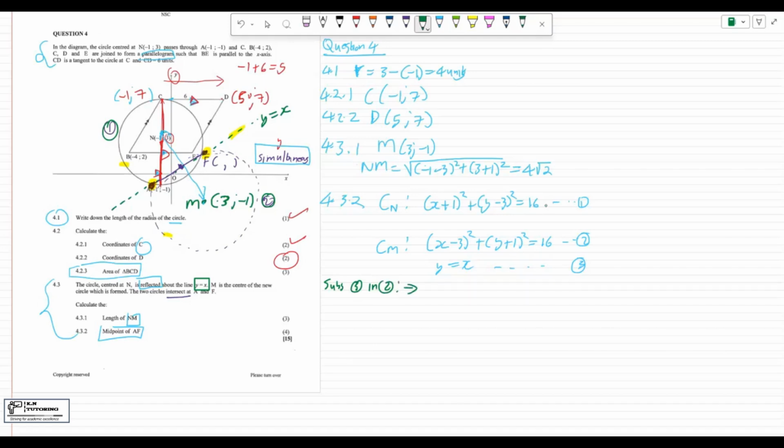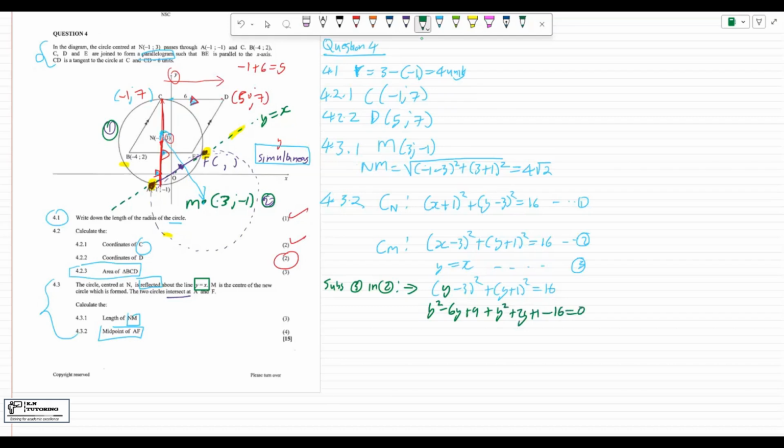You can substitute in 1, it's up to you, but it means where I see x, I can substitute y. So x minus 3 squared plus y plus 1 squared equals 16. Where I see y, I can substitute x. So I can say this is also y, and then I can simplify this. It's going to give me y squared minus 6y plus 9 plus y squared plus 2y plus 1 minus 16 equals 0.